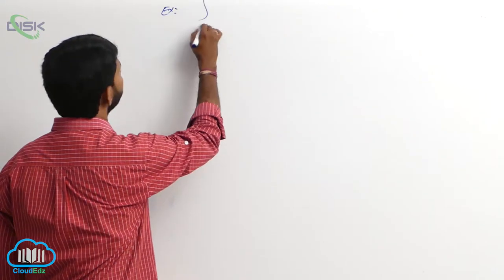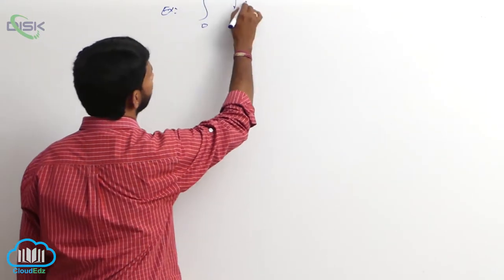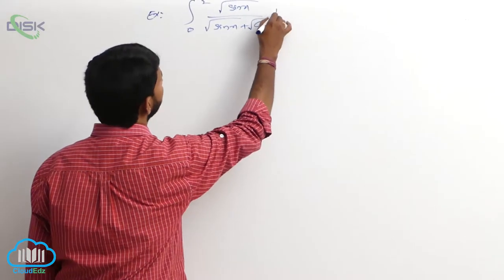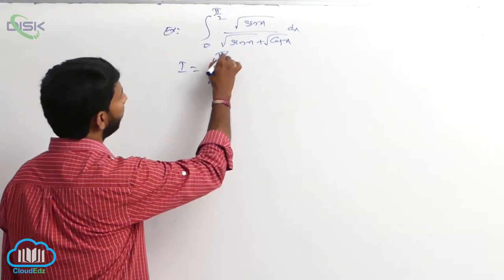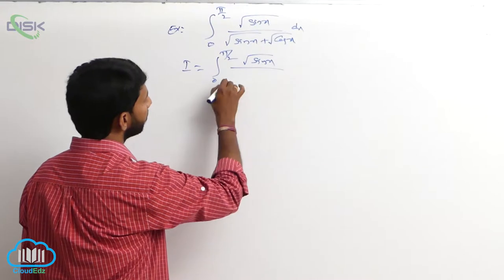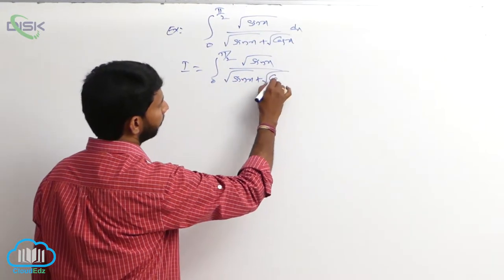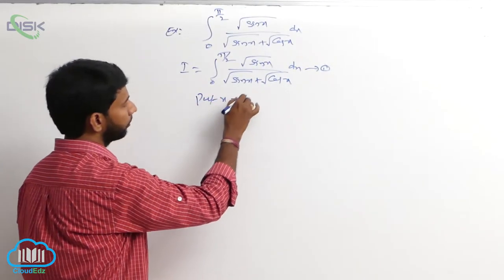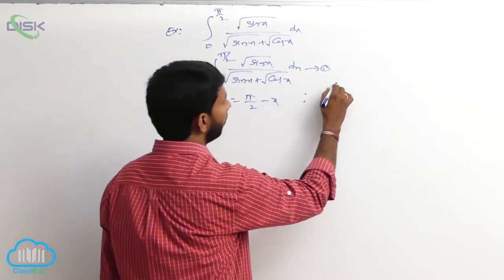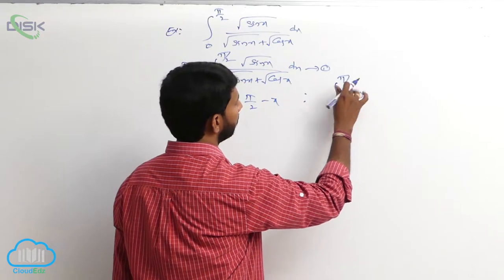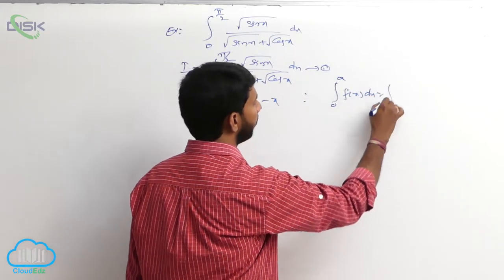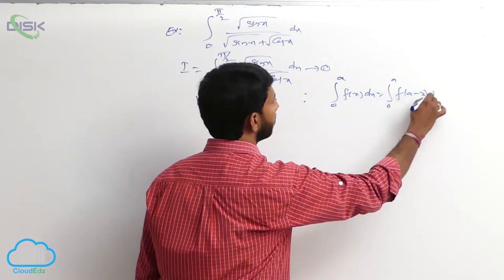Example: the integral from 0 to pi by 2 of square root of sin x by square root of sin x plus root cos x dx. Let us consider I is equal to the integral from 0 to pi by 2 of root sin x by root sin x plus root cos x dx, considered as equation number 1. Put x is equal to pi by 2 minus x, since the integral from 0 to a of f(x) dx is equal to the integral from 0 to a of f(a minus x) dx.